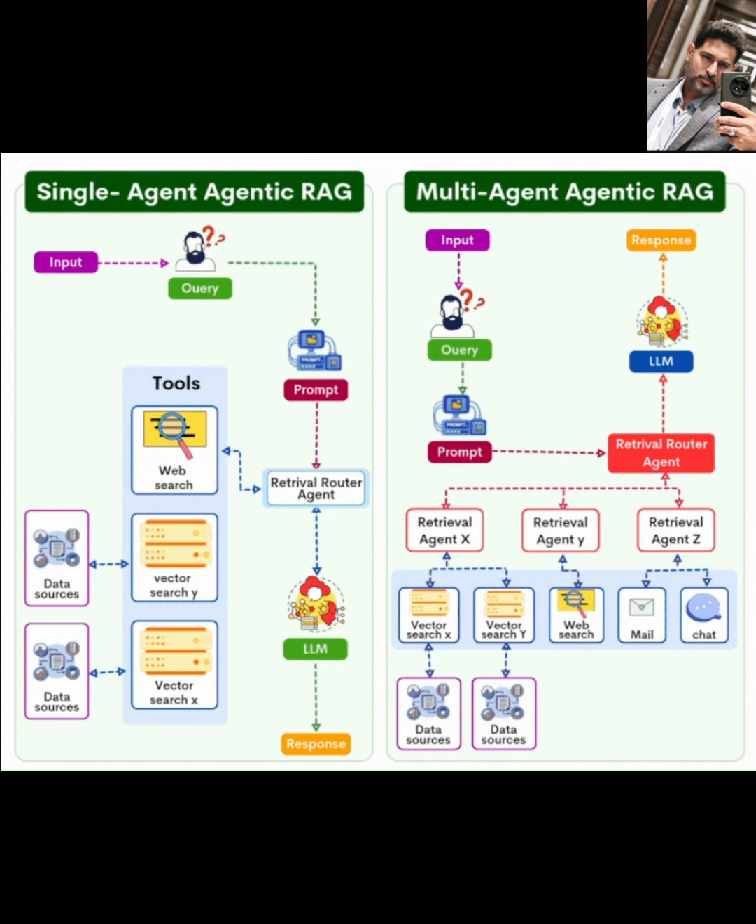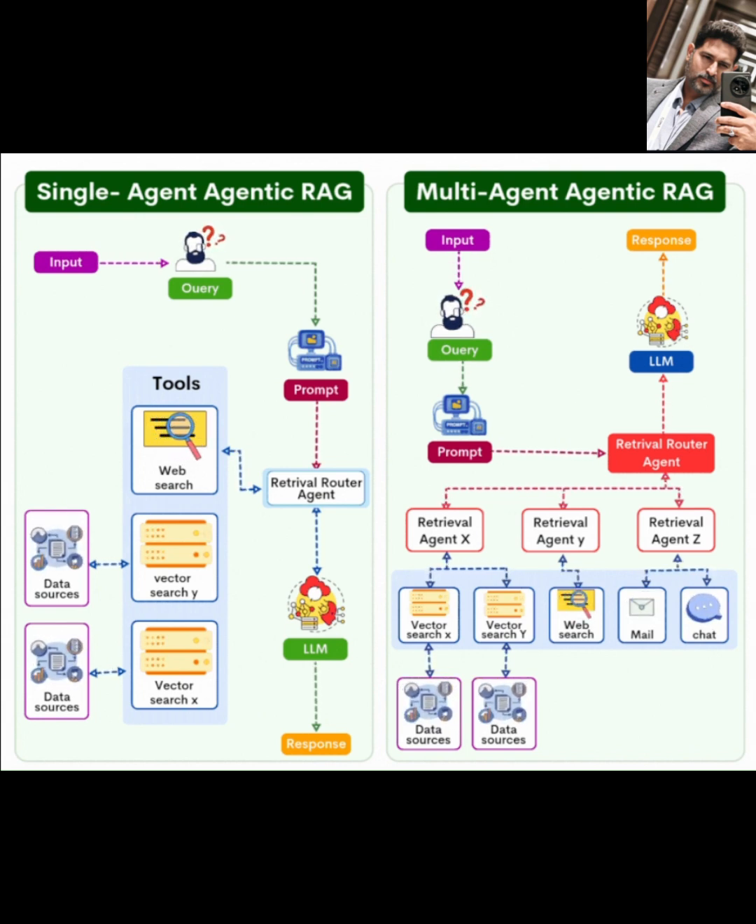The process begins with an input query from the user, which is passed to a retrieval agent. This agent is responsible for fetching relevant information to augment the language model's response. The retrieval agent interfaces with various tools and data sources, such as web search for real-time information, vector search X and vector search Y for embeddings-based retrieval from index datasets, and raw data sources for unstructured information.